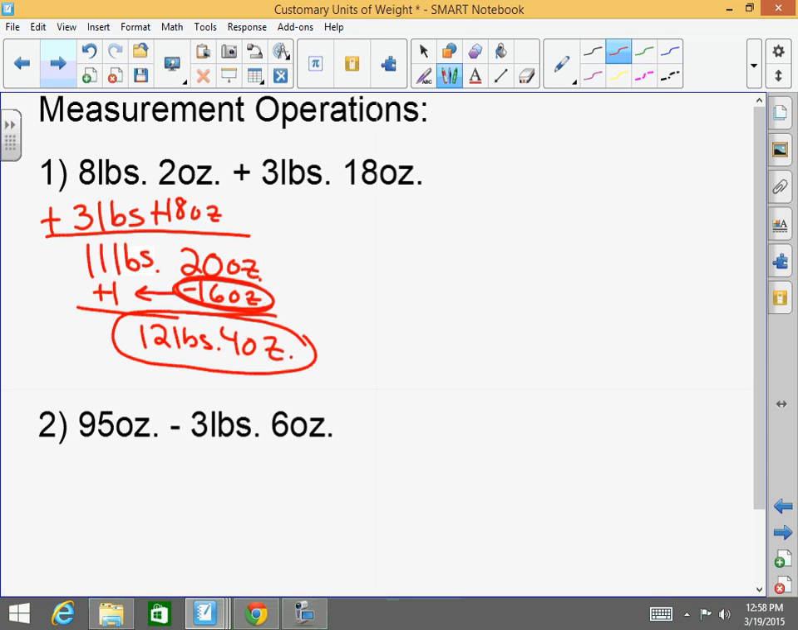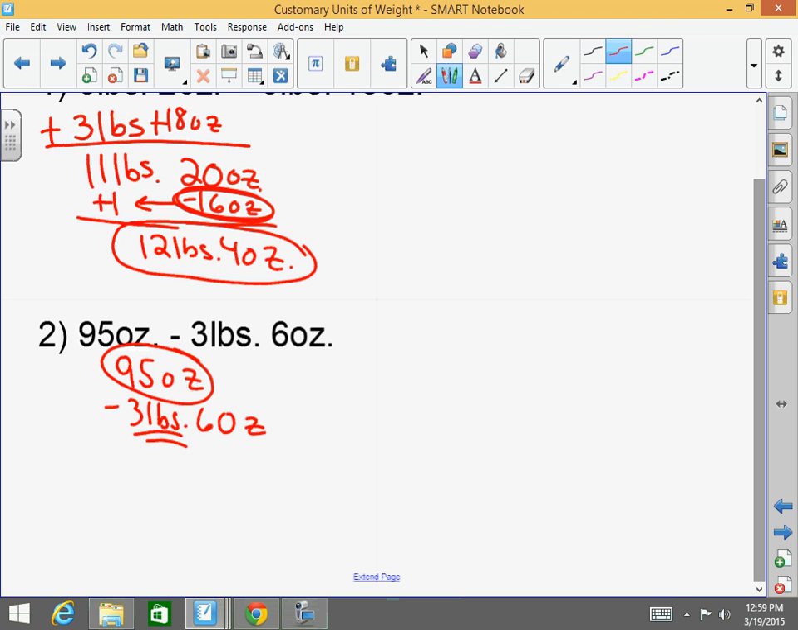For subtracting, this is a very good one. You have 95 ounces minus 3 pounds, 6 ounces. Okay, we've got a little bit of a problem here. Can I take pounds away from ounces? So we've got two choices. We can turn 95 ounces into pounds and ounces and then subtract, or we can turn 3 pounds, 6 ounces into ounces. What do you think would be easier? I think either one would be just as easy, so why don't we just do both?